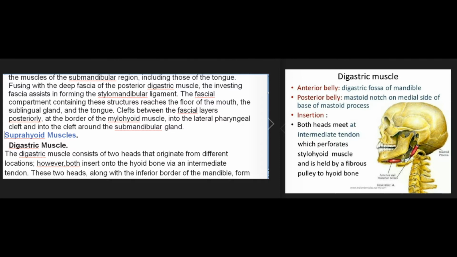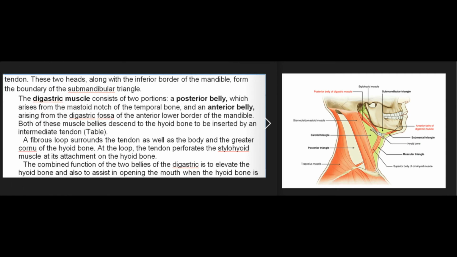Clefts between the facial layers lead posteriorly, at the border of the mylohyoid muscle, into the lateral pharyngeal cleft and into the cleft around the submandibular gland. Suprahyoid muscles. Digastric muscle. The digastric muscle consists of two heads that originate from different locations, however both insert onto the hyoid bone via an intermediate tendon. These two heads, along with the inferior border of the mandible, form the boundary of the submandibular triangle.